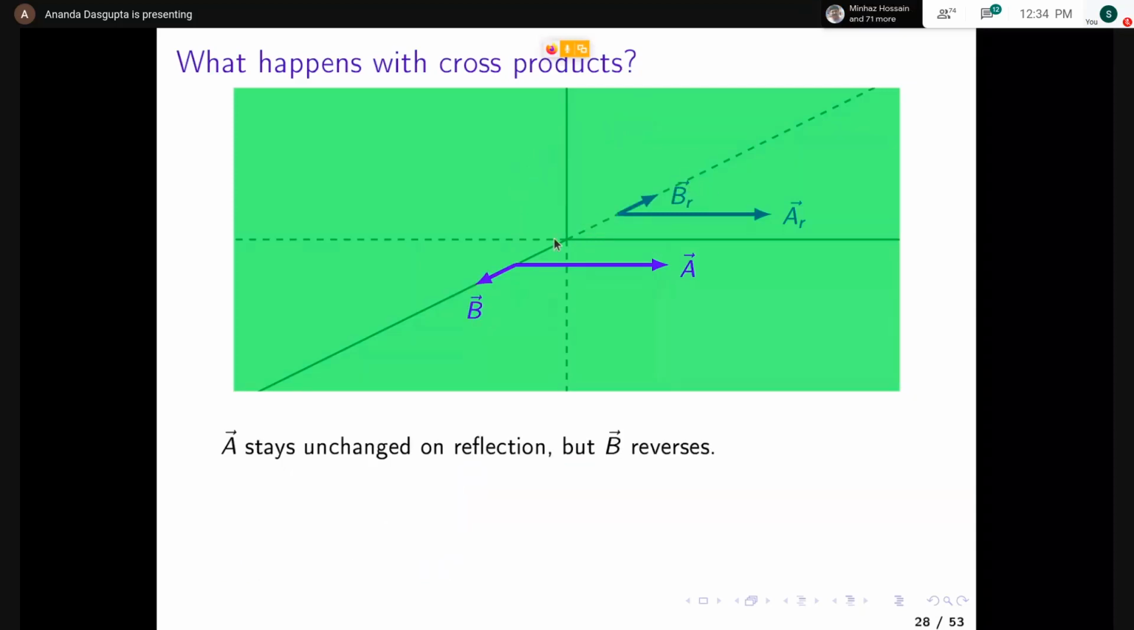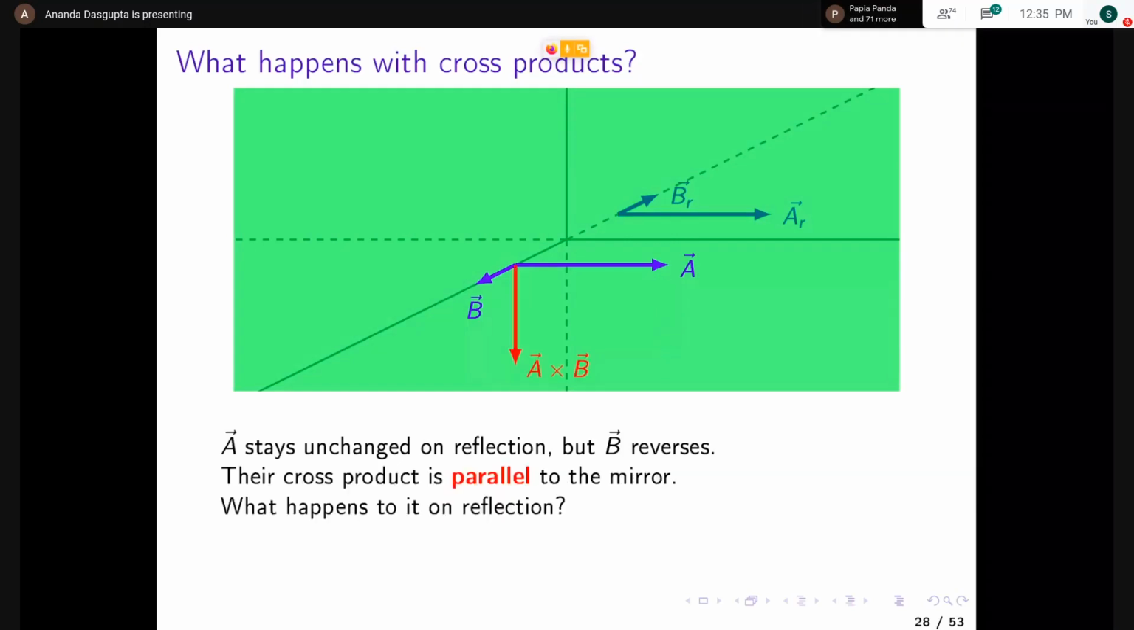Well, think of another situation. A is in the plane, B is perpendicular to the plane. So this is what AR and BR are. AR is the same as A, BR is the reverse of B. A cross B, of course, you calculate the cross product, has to be in the plane, right? It has to be perpendicular to both A and B, so it has to be in the plane, perpendicular to A, being perpendicular to the plane. But since BR has reversed and AR has not, AR cross BR must be reversed.